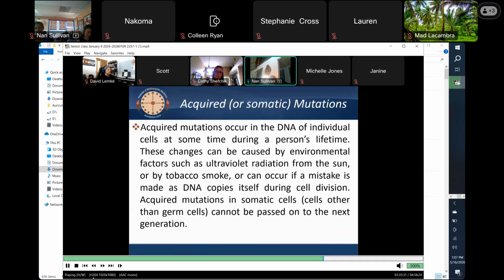These changes can be caused by environmental factors such as ultraviolet radiation from the sun. And actually, in that case, it's generally going to be a burning of the skin, or by tobacco smoke, which is inhaled into the lungs, or can occur if a mistake is made as DNA copies itself during cell division. Acquired mutations in somatic cells, cells other than the germ cells, cannot be passed on to the next generation.